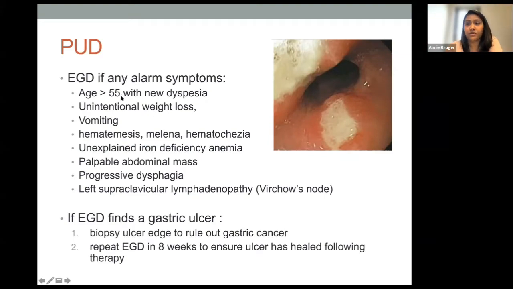Again, in anyone who's over age 55 and has new onset dyspepsia or abdominal pain, any unintentional weight loss, vomiting, blood in their stool, unexplained iron deficiency, or you feel an abdominal mass, progressive dysphagia, and you sometimes may feel that left supraclavicular node called Virchow's node, you want to refer them right away and get them to get an endoscopy quickly.